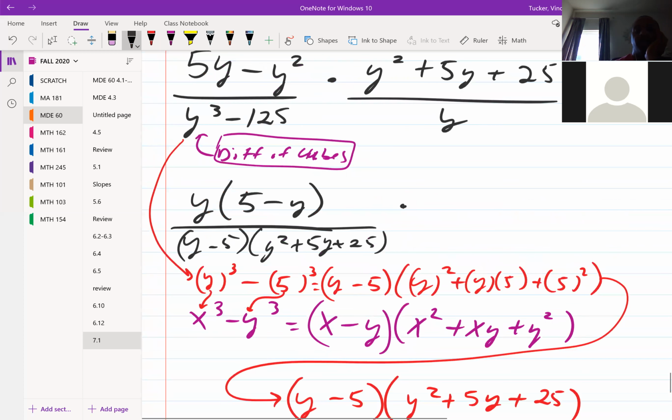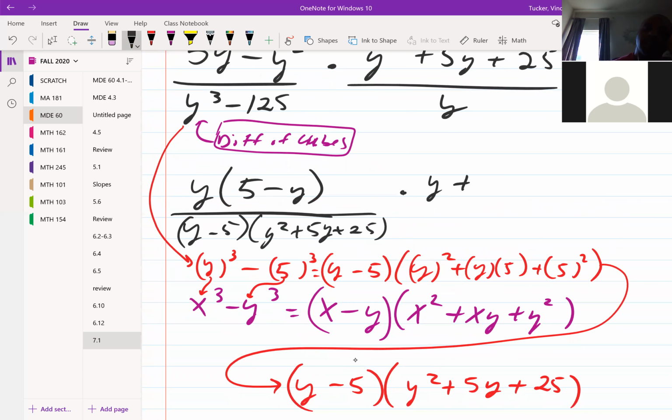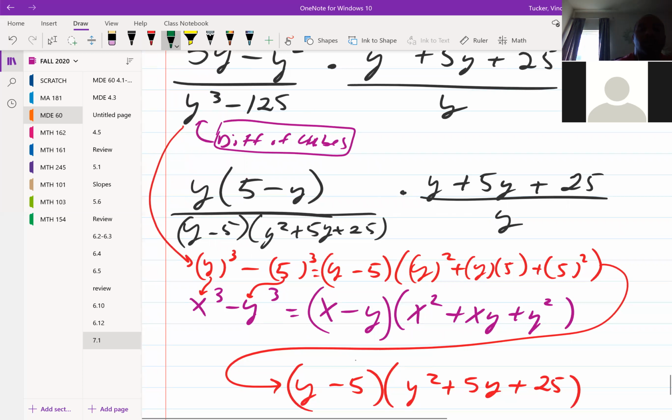All right, so make sure you hold on to those formulas from last chapter. So notice I didn't even try to factor out the other trinomial, because if you look at the trinomial we got from the formula, it's the same one as the one that's in our numerator. So now we can cancel out some stuff. So we see that y and y will cancel. Y and y will cancel. Here we have y squared plus 5y plus 25. They will cancel.